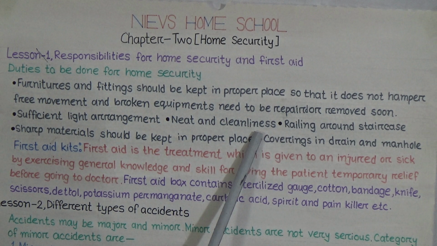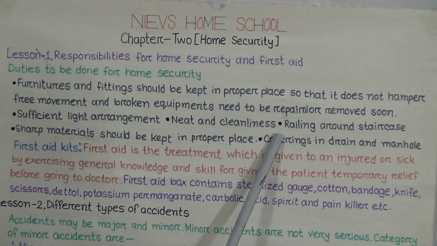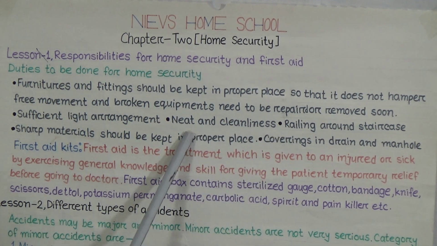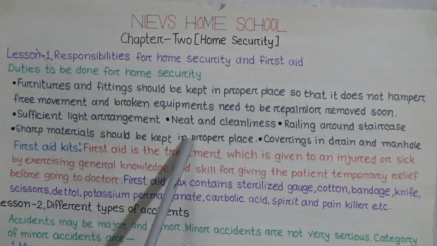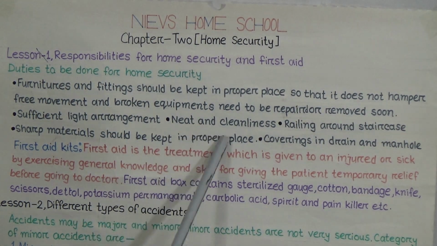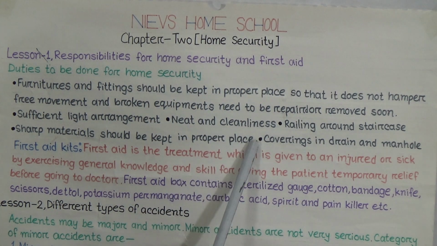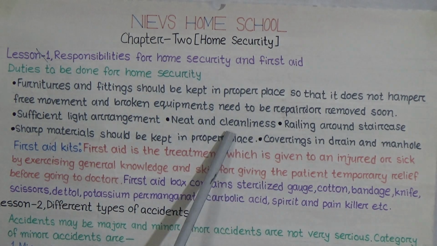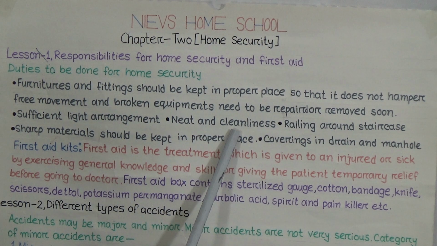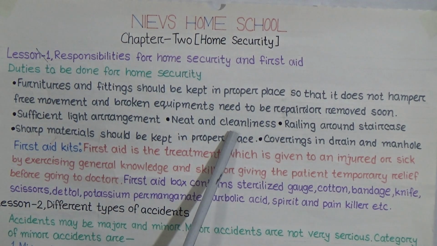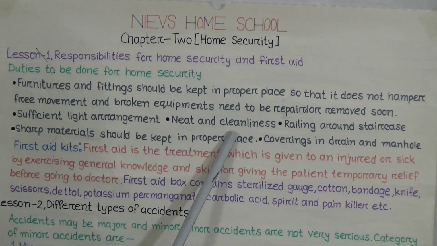Neat and cleanliness. This is important for our house because we have to keep our restroom, our floors and other places, that means kitchens, neat and clean. Our kitchen and bathroom can't be slippery. If there is water on the floor, anyone can slip on that. So we have to take care of the neatness and cleanliness of our home.